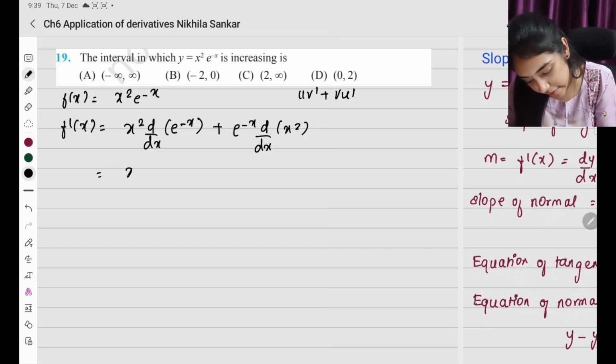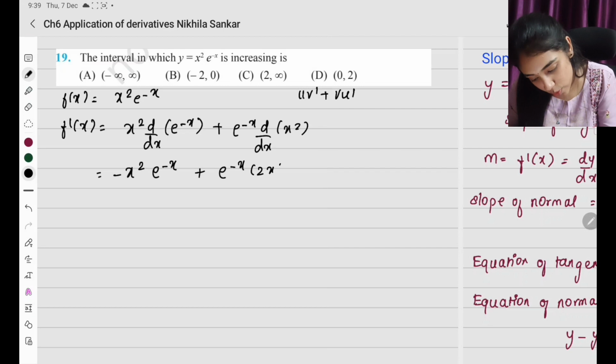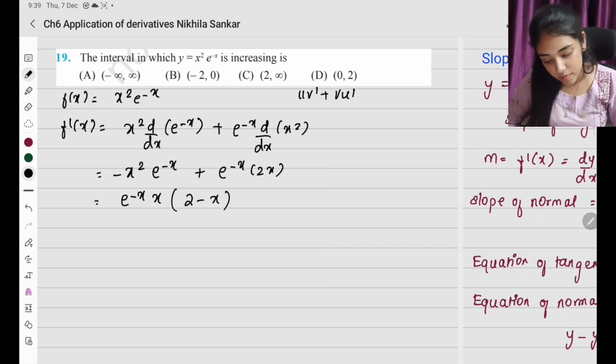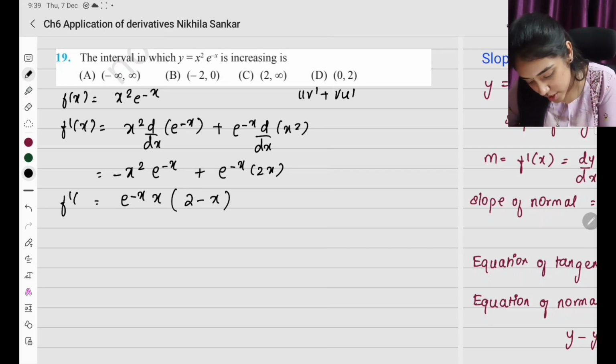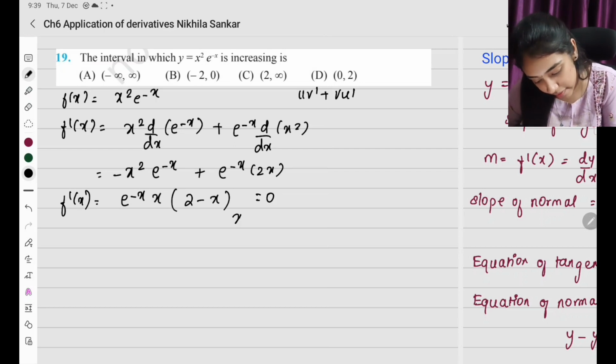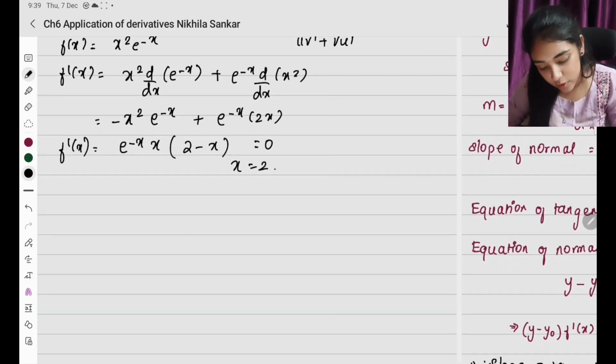When I solve this, I have x square times e to the minus x with a minus sign plus e to the minus x times 2x. When I take e to the minus x common, I'll take x common also. So I have e to the minus x common, and I have x times 2 minus x. Okay. So when I equate f dash of x to 0, I have x equals 2.